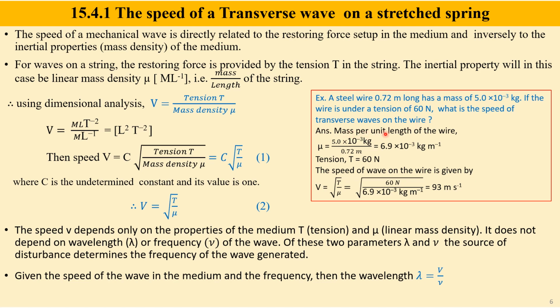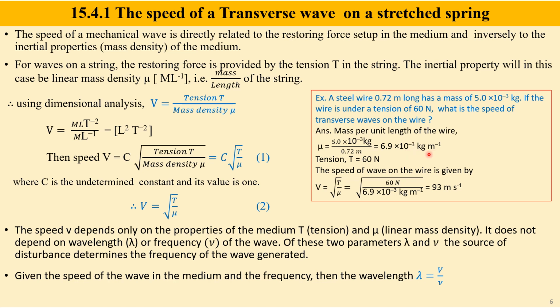Answer: the mass per unit length of the wire, that is mu, we know mu is equal to mass over length. Mass is given as 5 into 10 to the power of minus 3 kg and length is 0.72 meters. Substituting the values and simplifying, we get the value of mu as 6.9 into 10 to the power of minus 3 kg per meter.